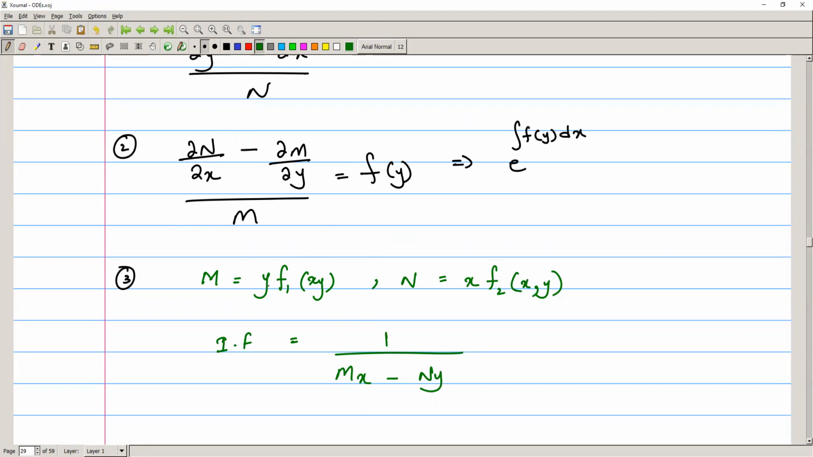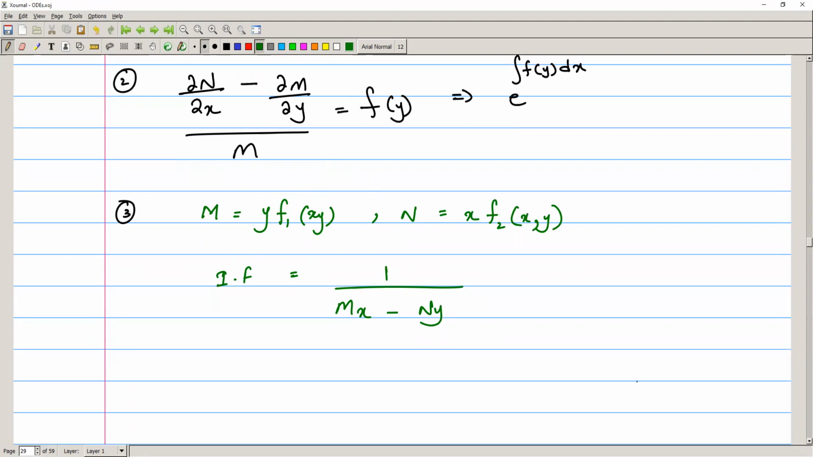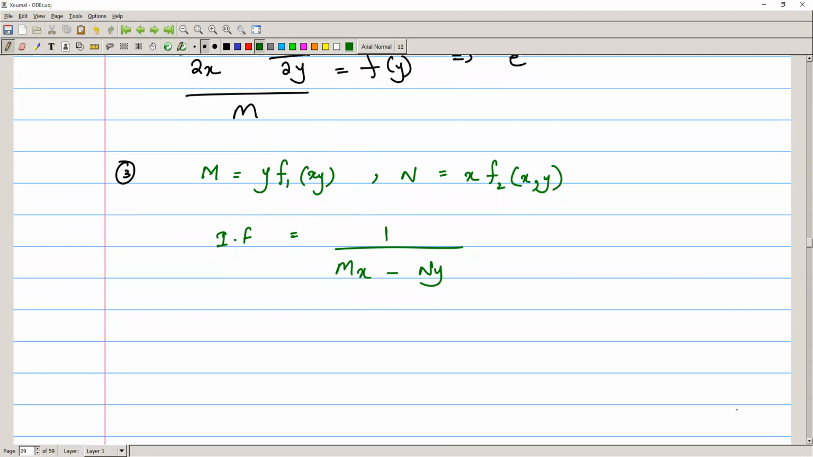But this cannot always be true. We may have some functions like this, but we don't get the integrating factor by using this formula, right? So we will check that in the later part, how to evaluate whether we are getting an integrating factor or not by using this formula. So let's take an example. The question is given.